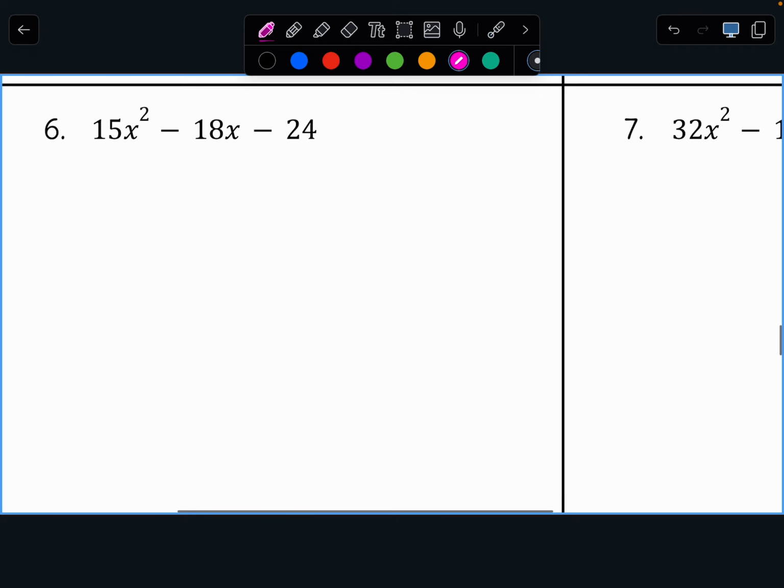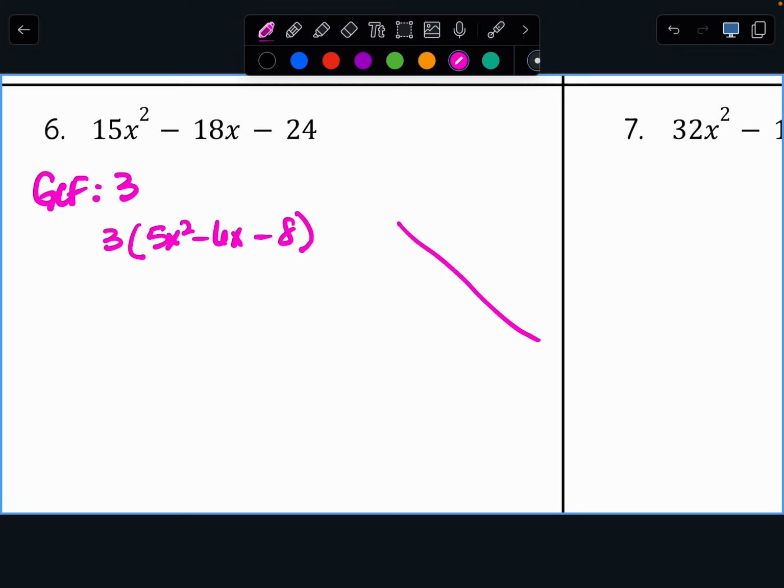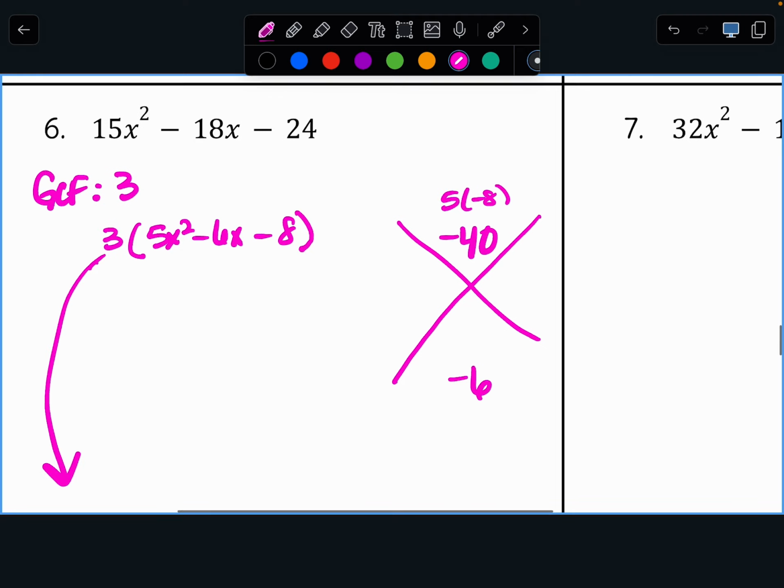All right, so here I'm just going to do part of the problem. So your GCF for this is 3. So that gives me 3 times 5x squared minus 6x minus 8. And when I multiply, the top number is 5 times negative 8, which is negative 40. And my addition number is negative 6. And don't forget to bring that one down when we're done.